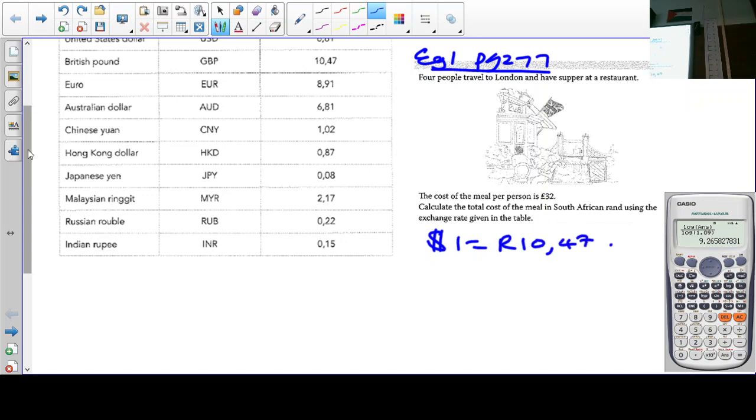1 pound is equal to 10 rand 47 cents. The dollar sign, sorry. We're making so many mistakes today. So that is the exchange rate.